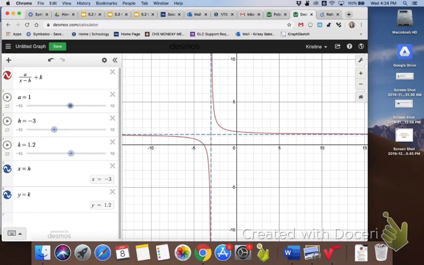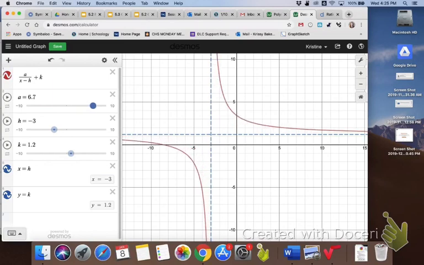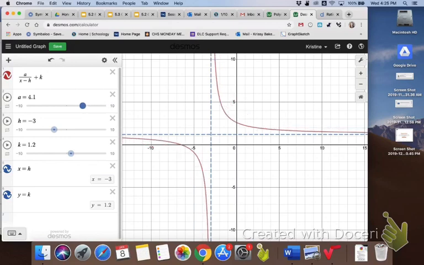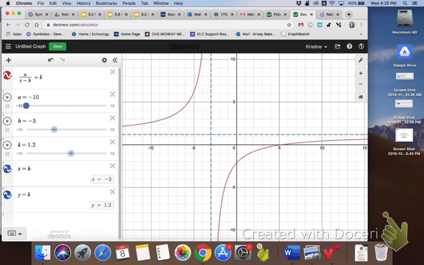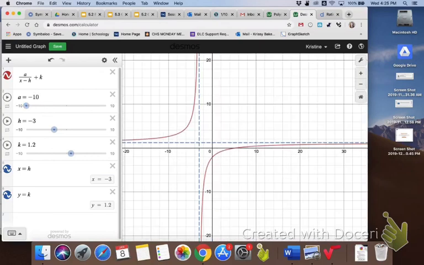Well, now let's look at that a value, that stretch. As I make it bigger, you'll notice what it's doing is it's stretching it away from really that intersection of those asymptotes and pushing it farther away. When a becomes negative, it reflects, and again, as it's larger, it is stretching that graph farther away from where those asymptotes intersect, and that's what that stretch is going to look like.